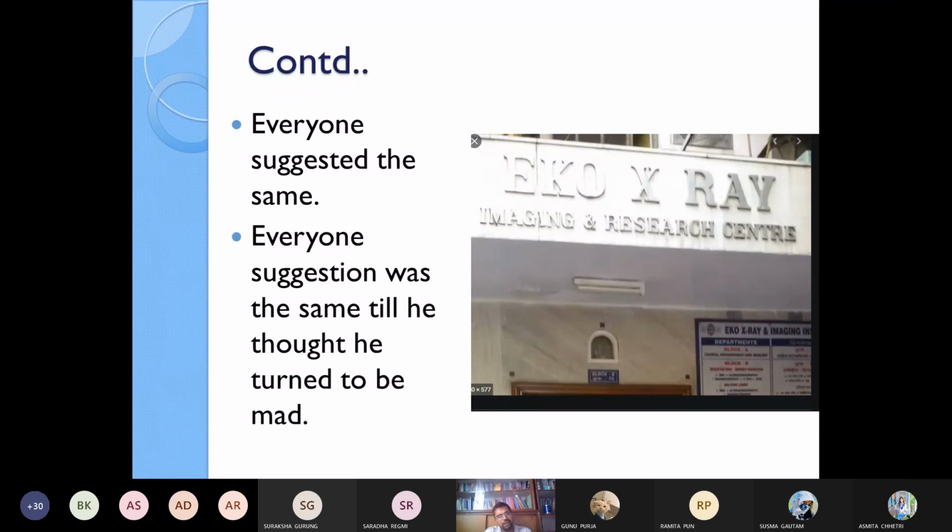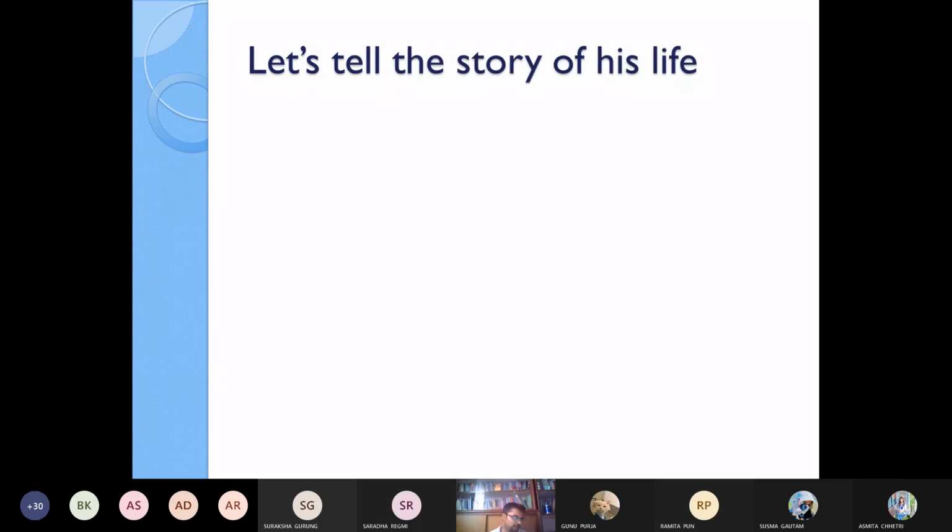And one of the persons said, go to the X-ray center, and the X-ray can tell it. He goes to the X-ray center, but the person says, oh, it's not possible. Then now let's tell the story in general.